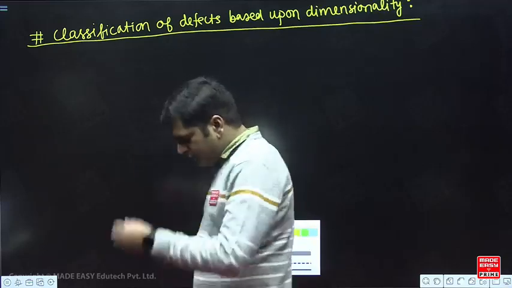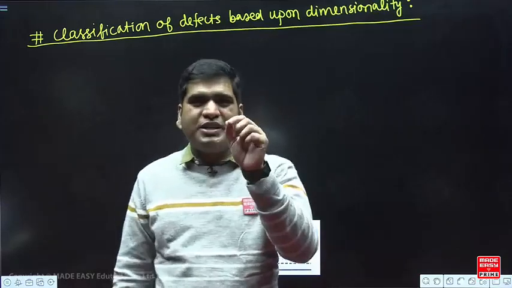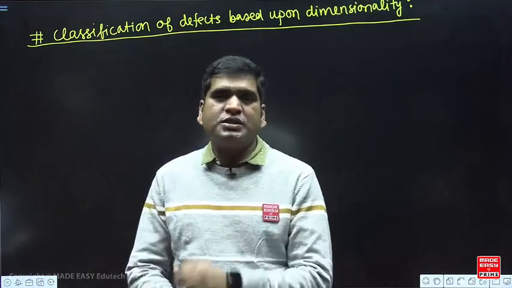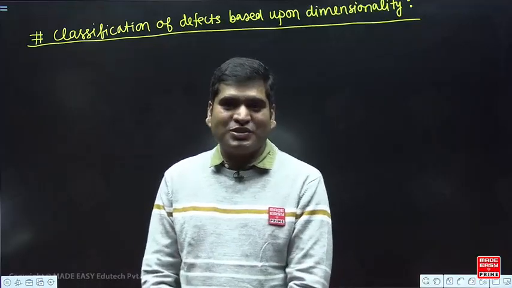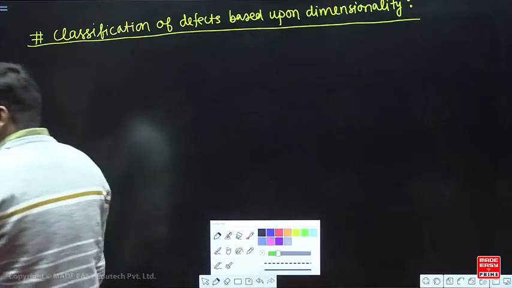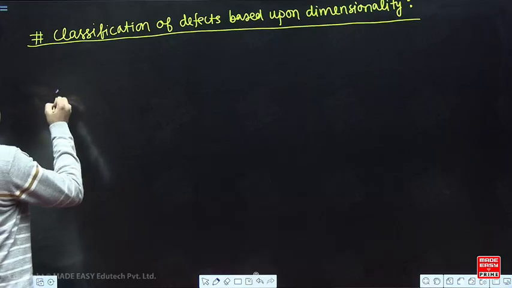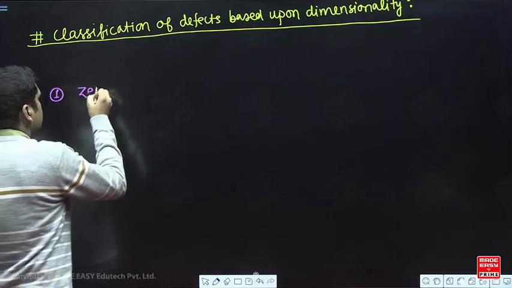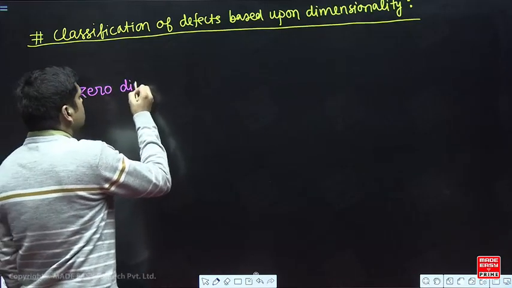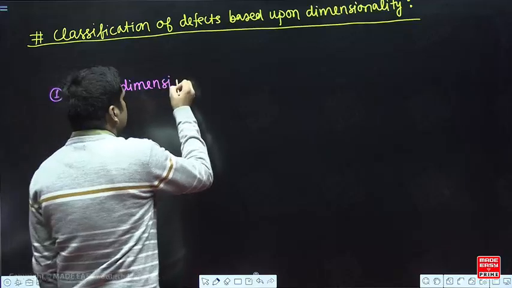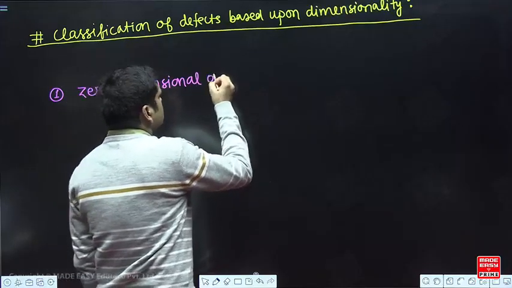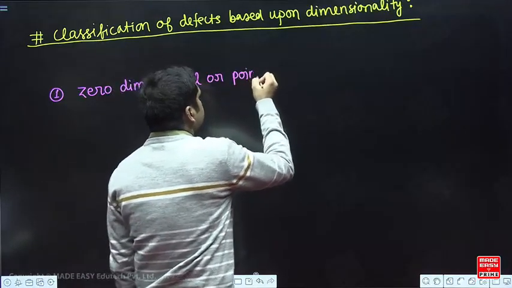The smallest defect can be like a point-like region, and a point is considered zero-dimensional geometry. So such defects are called zero-dimensional or point defects.